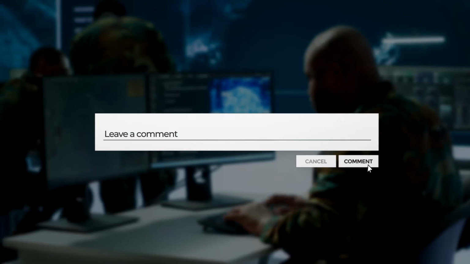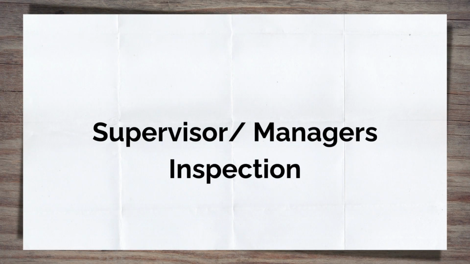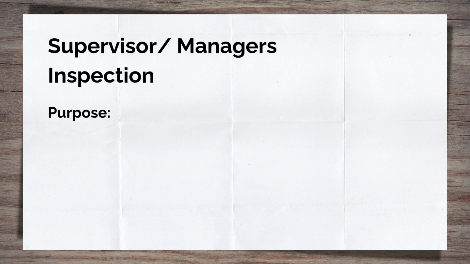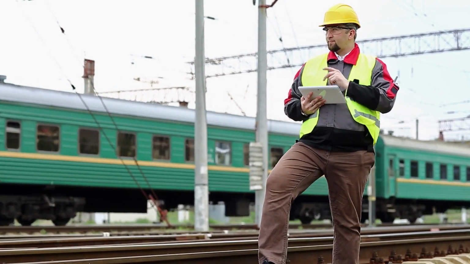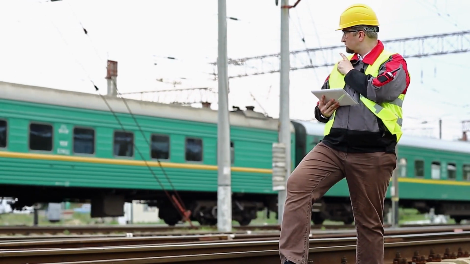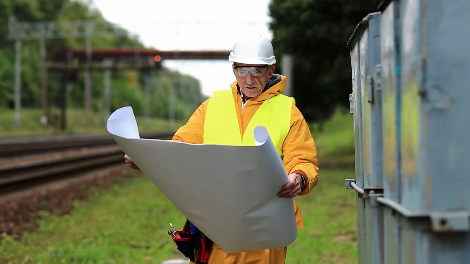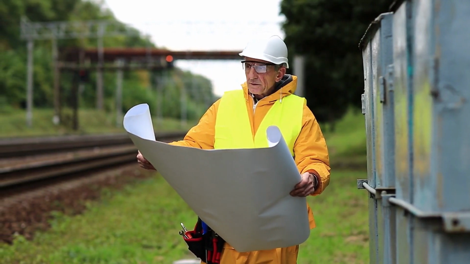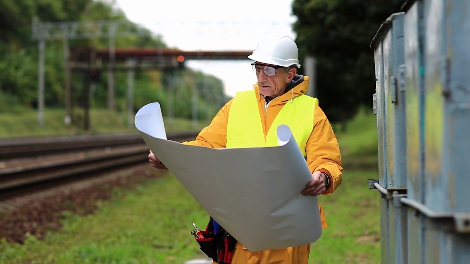The next level above BVI is the supervisors or managers inspections. Undertaken less regularly than the BVI, this inspection serves a number of different purposes. To check the inspection quality. A key part of the supervisor's inspection is to ensure that the BVI inspectors are doing a good job. It is the supervisor's or manager's chance to get out and look at the track and ensure all the correct issues are being reported as they should be.